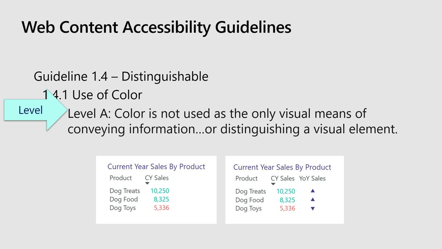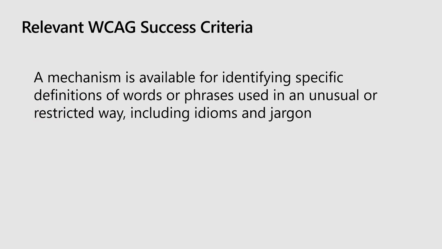All I did was add an extra column to my table that had an indicator in it. So it points up if my sales are above last year and down if they're below. It didn't take up that much extra room. It wasn't very hard to do, but that satisfies this WCAG requirement. So I want to show you one other success criteria, just to point out that WCAG covers more than visual accessibility.